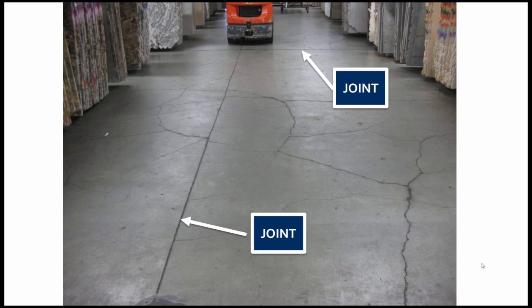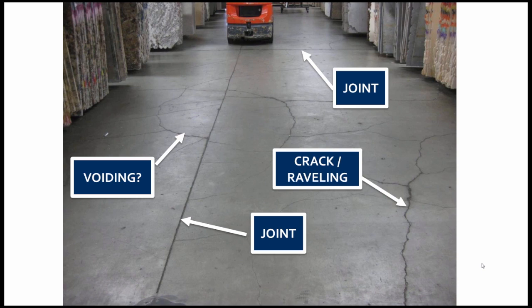So, of course, we have the joints, which are essentially just cracks, except we're choosing where they occur. We have this kind of circular cracking area, which is commonly associated with voiding. This is kind of what it looks like when you have a little bit of undermining at a location. Even if it's minor, you'll tend to get this circular profile. And then you'll also get shrinkage cracking or fatigue cracking. And if left untreated over a long time, you'll also get some raveling at the edge of those cracks.